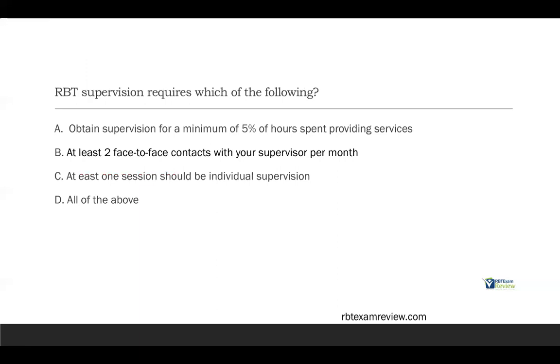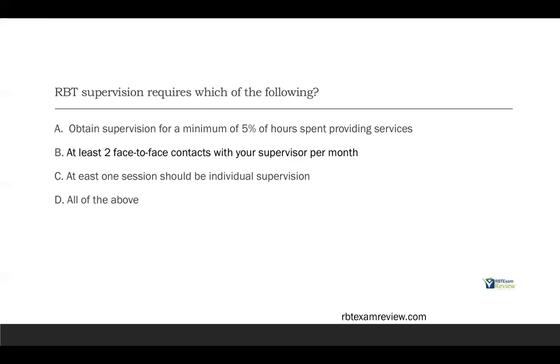RBT supervision requires which of the following? Okay, another RBT question, general question. You need to know this. Okay, you have to get supervision as an RBT. So, what does that require? A, obtain supervision for a minimum of 5% of hours spent providing services. Yes, you need. So, if you work 100 hours, you need to get 5 hours of supervision. So, A is true. Okay, you have to obtain a minimum of 5% of hours spent providing services.